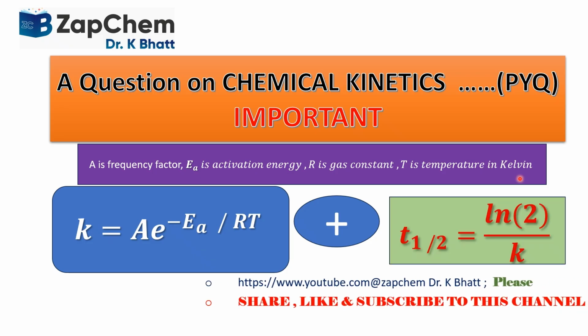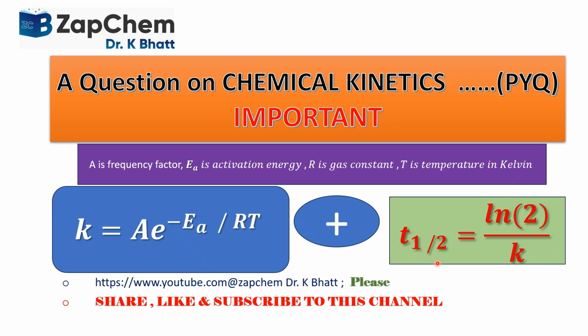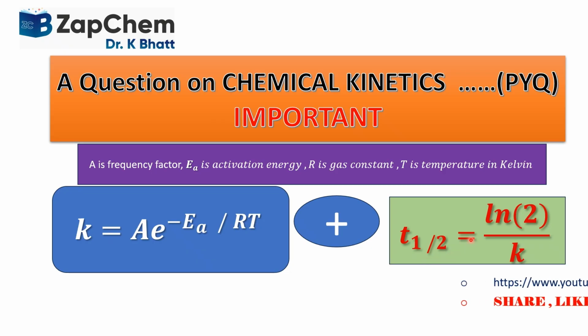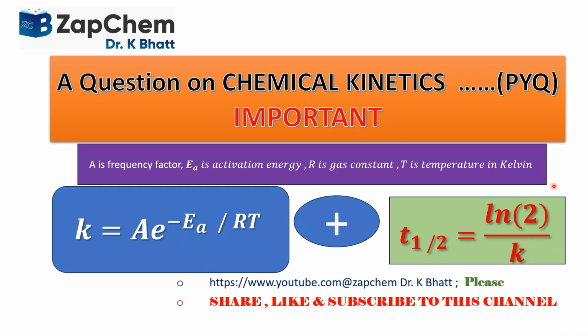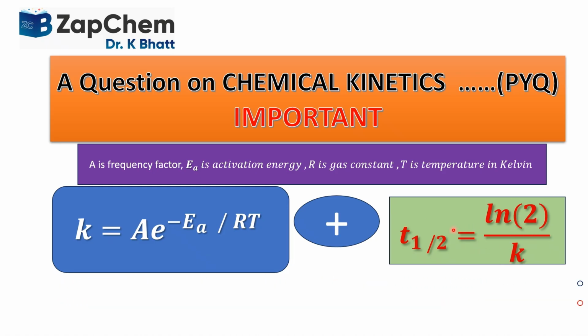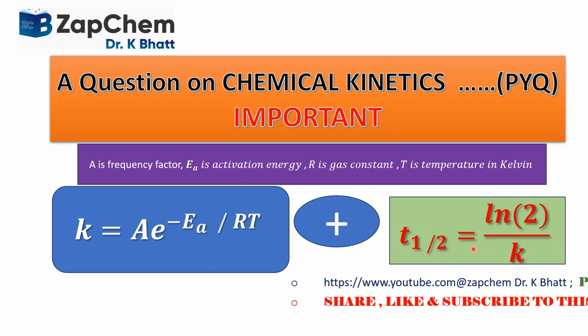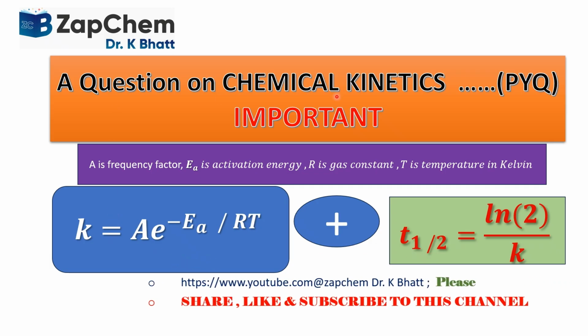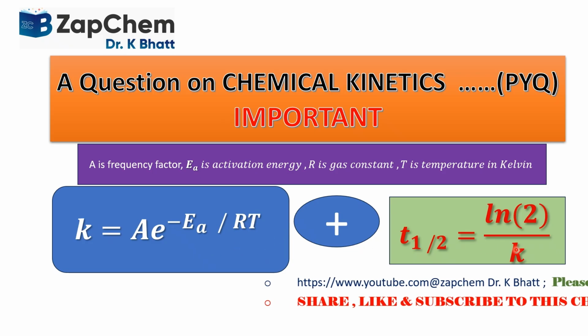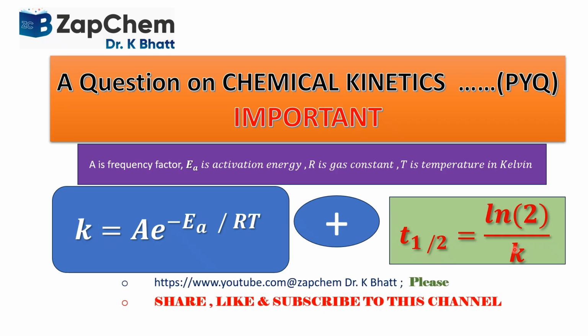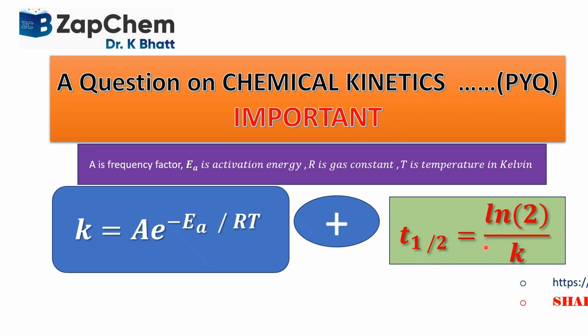And the question calls for another equation, that is t half. t half is equal to ln 2 divided by K. And when we solve it, we get t half equal to 0.693 upon K. So the question which would be coming to us is nothing but a combination of the Arrhenius equation and also the half-life period. And you can very easily make out it might be a first-order reaction.